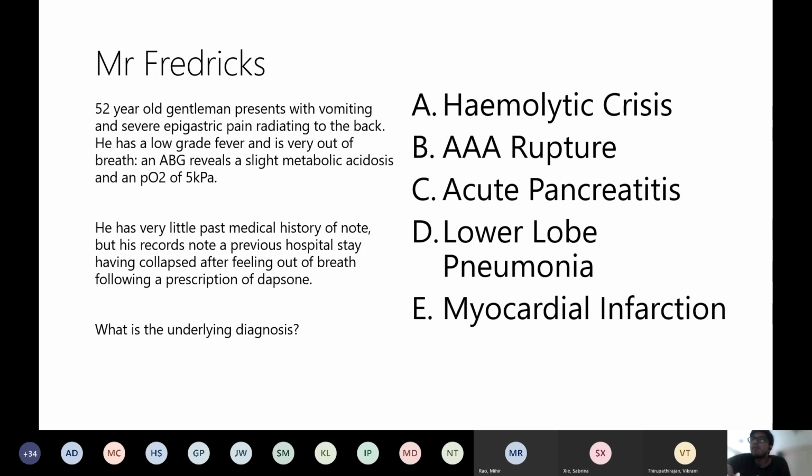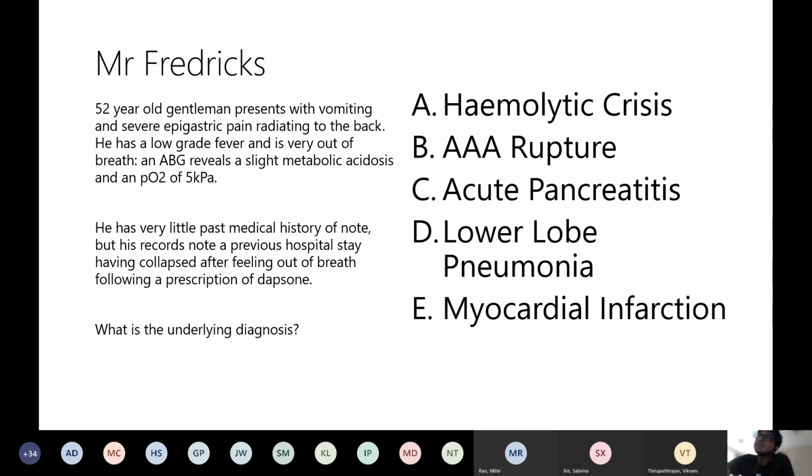The main options that people were going for in this case were a hemolytic crisis or acute pancreatitis. So can someone explain what their thought process was? Anybody in the chat, you can just drop a message in there. What your thought process was with that? Because you're all along the right lines here. Yeah, so both of those are very valid.